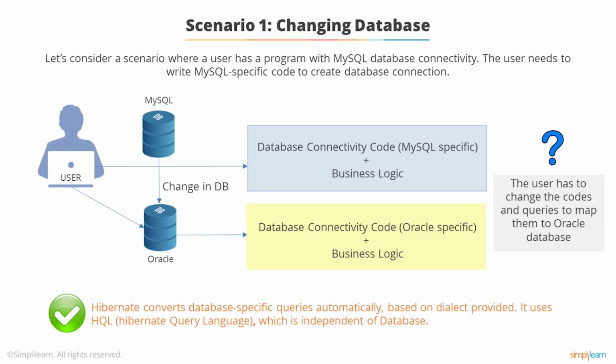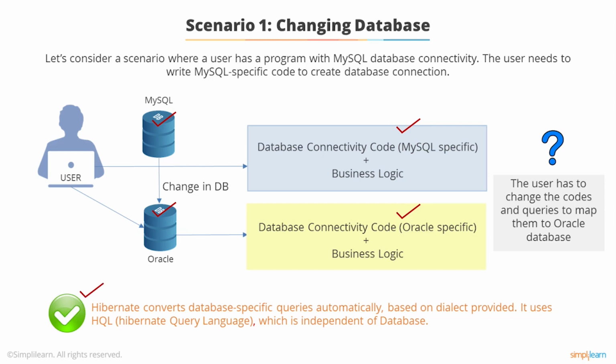Let's consider a scenario where a user has a program with MySQL database connectivity. Now, if you look at the illustration here, the user needs to write MySQL specific code to create the database connection. Just in case the user shifts from a MySQL to an Oracle database, the user has to repeat the process of writing database connectivity code, which is Oracle specific. So the connectivity code is difficult to modify because it's in the source code, and we'll have to recompile the application every time we change the data storage mechanism.